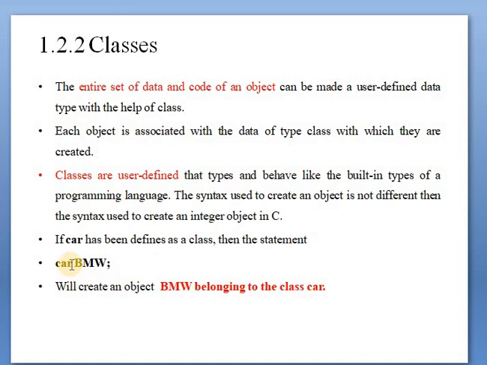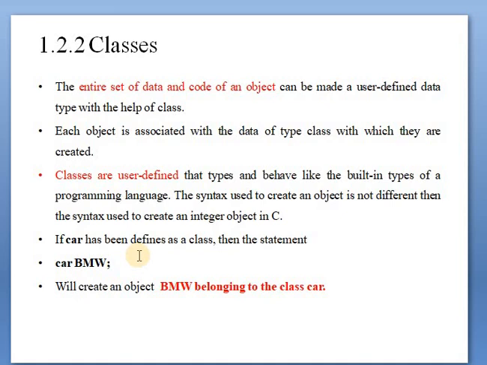So car is a class. It has some attributes related to cars like model, brand, speed, mileage, etc. And BMW is one of the objects. After declaring a car, we can create number of objects like BMW, Volvo, Toyota, etc. So these are the different types of objects which are derived from this car class.